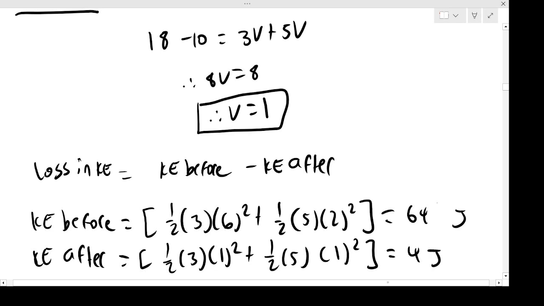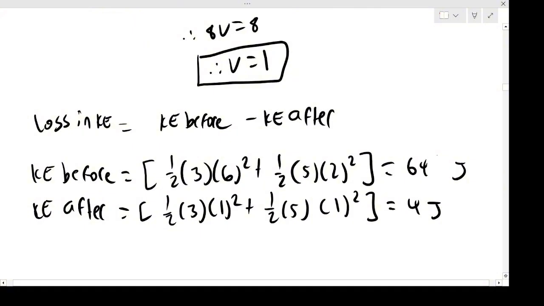4 joules there. Therefore, we can say that the loss in kinetic energy is going to be before, which is 64, take away afterwards, which is 4. So we get 60 joules. So we lose 60 joules of kinetic energy there.